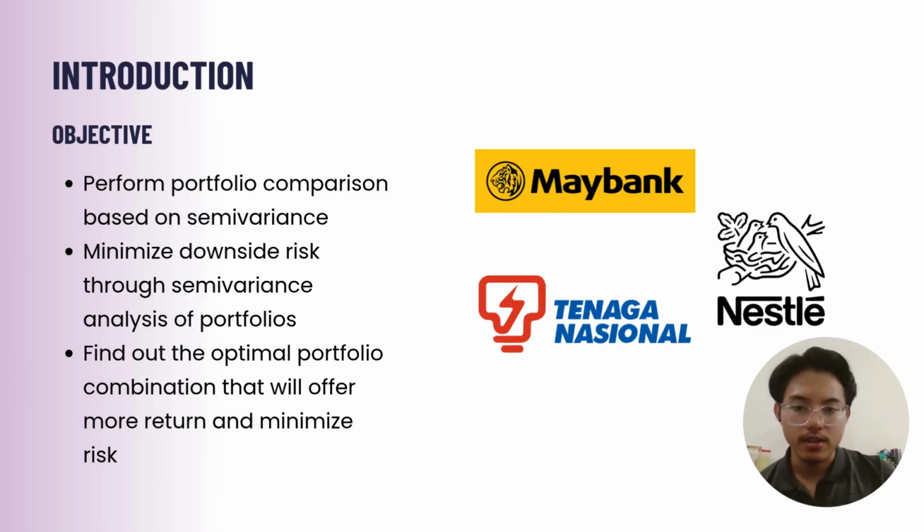Actually, this is our objective, and we are using three assets: Maybank, Nestle, and Tenaga Nasional. So we want to examine downside risk in our analysis of portfolios. We also want to look at using semi-variance instead of variance to find the optimal portfolio that will offer more return and minimize the risk.